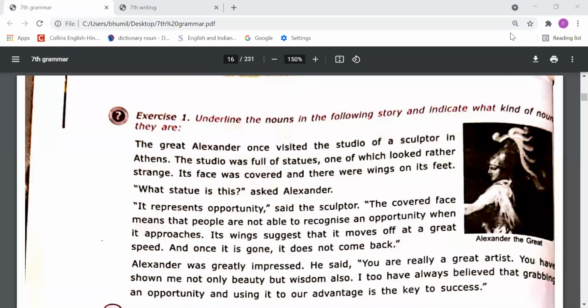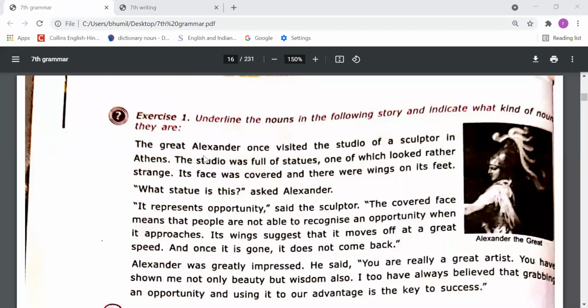Once visited the studio. "The" we have used here; we use "the" for names. So studio is also a name, meaning a noun, of a sculptor. "A" we have used, sculptor is also a noun, and Athens, that's also a noun. Because remember this, after articles and after prepositions we need to use names, meaning nouns. So "in" is a preposition, so that's also a noun, right?